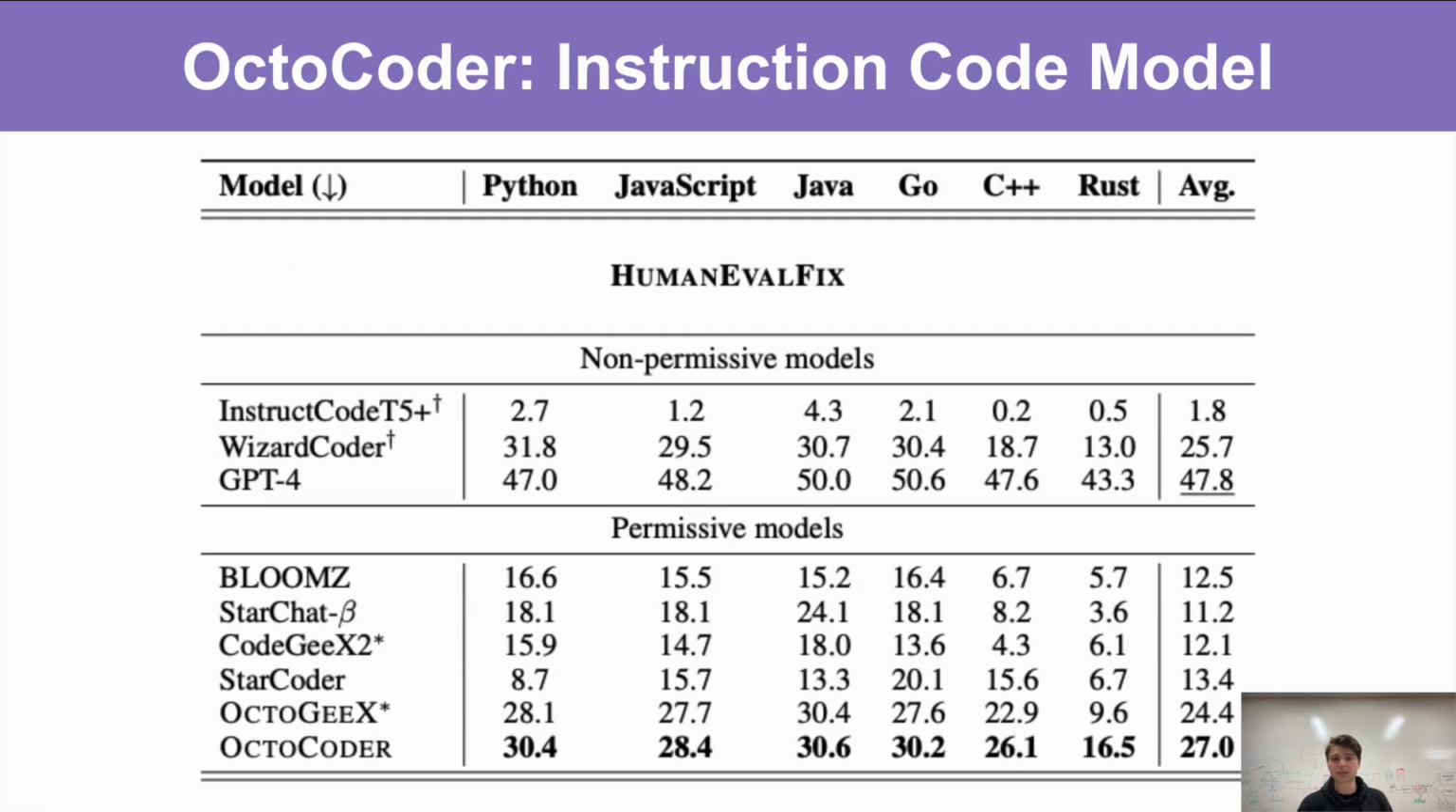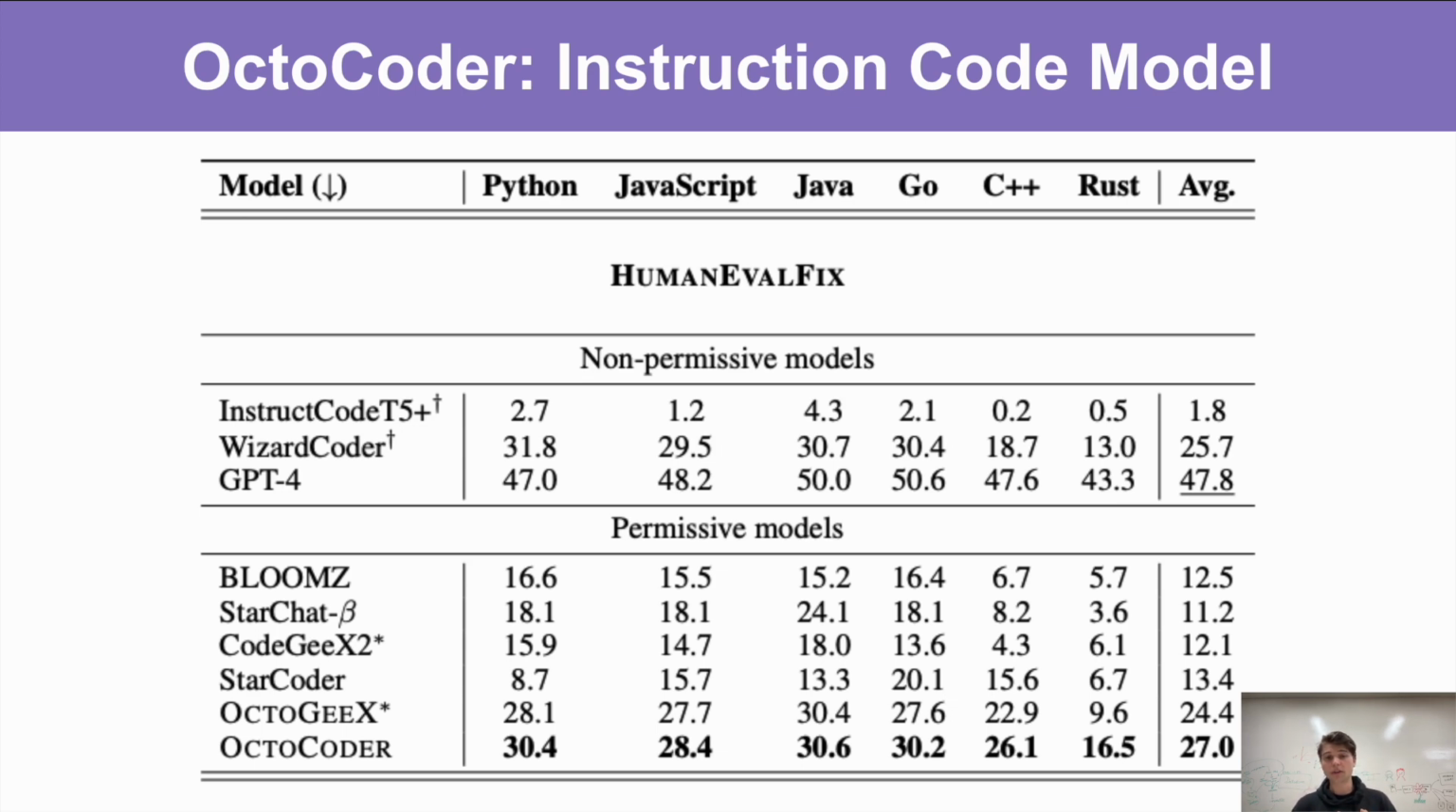So we use this recipe to train our final models, OctoCoder and also OctoGeeX. The difference being that OctoCoder is initialized from StarCoder and OctoGeeX is initialized from CodeGeeX2. And so OctoGeeX is a bit smaller with fewer parameters, and so depending on the inference costs, one or the other might be more interesting for practitioners.